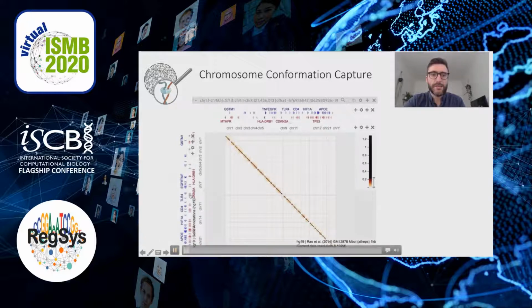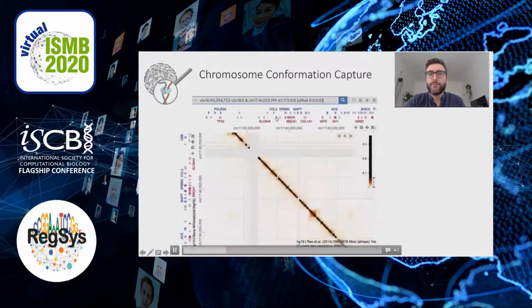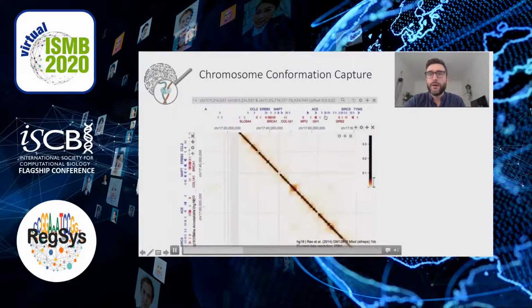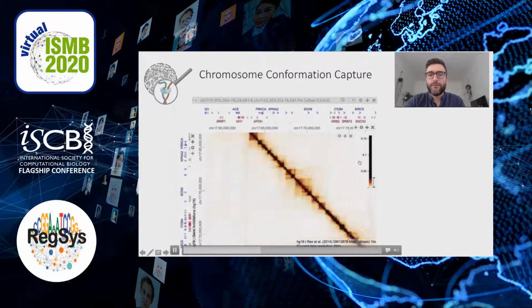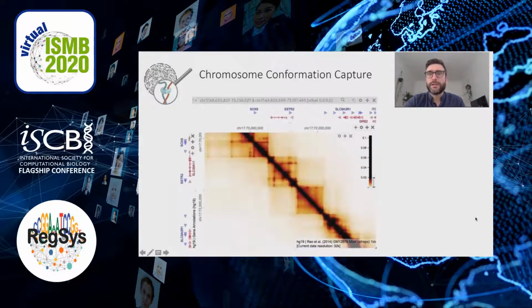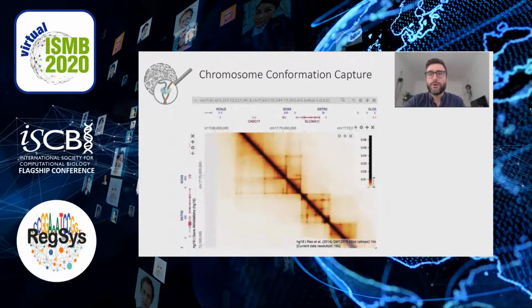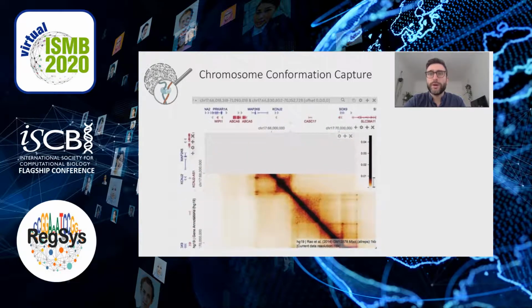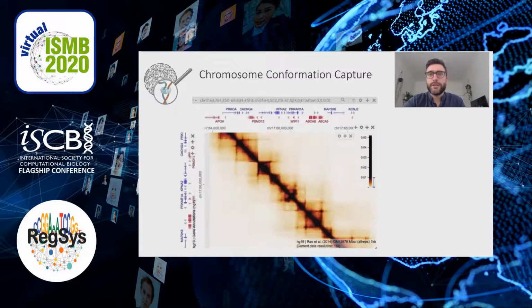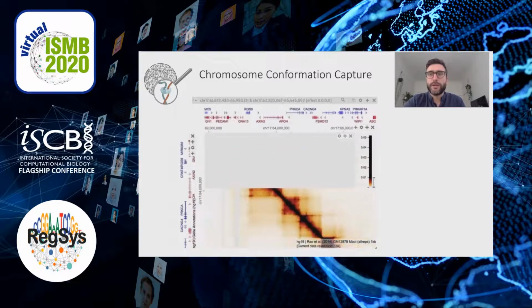The axes represent the genomic coordinates of some of the genes in the region indicated by their name and orientation. And the color scale for this Hi-C data represents the frequency of contact. So darker colors reflect more frequent contact, and lighter colors indicate less frequent contacts.